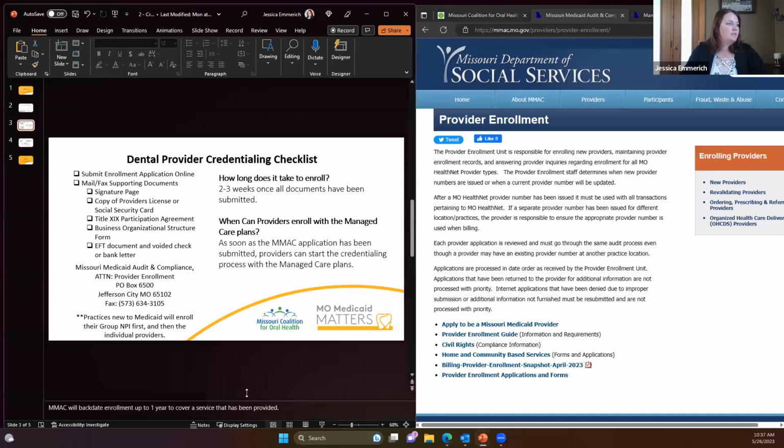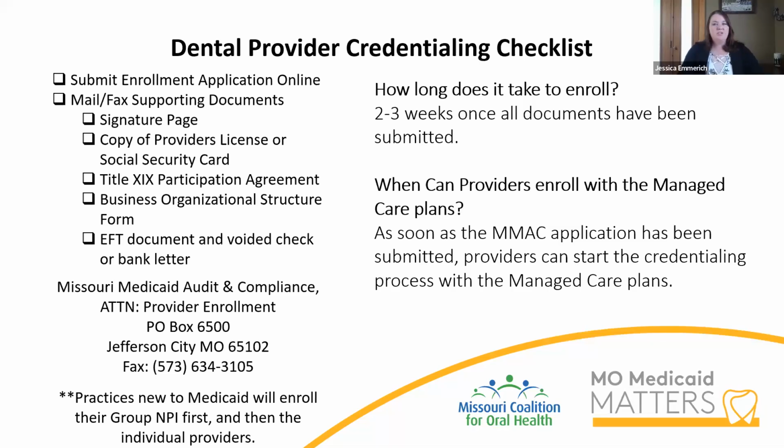Okay, so we'll dive back in here. You will go through that enrollment process online. So here's kind of your checklist. You submitted your application online. Don't forget that you also need to mail or fax the supporting documents. When you're done with your application, on the last page you will have a confirmation number and it will ask for a signature. You have to print that page out with the confirmation number and sign that page. That's what you will put with your other documents that you need to send in.